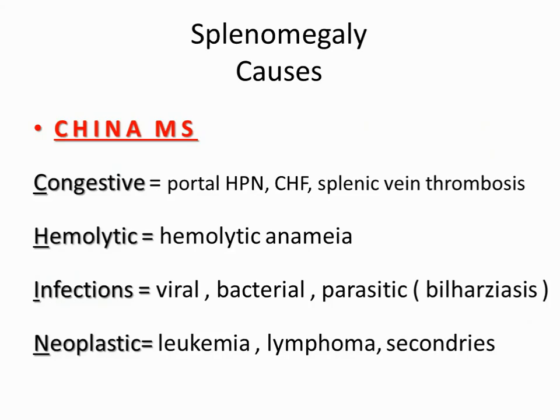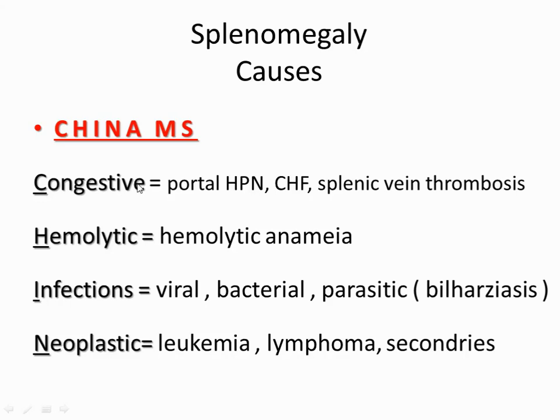What are the causes of splenomegaly? As we said, splenomegaly has a variety of causes. We have many causes. To remember the causes of splenomegaly, we use the mnemonic CHINA MS. C is for congestive causes of splenomegaly.